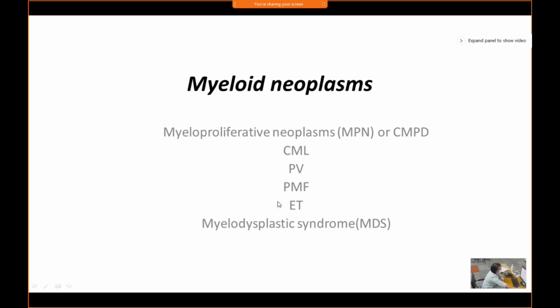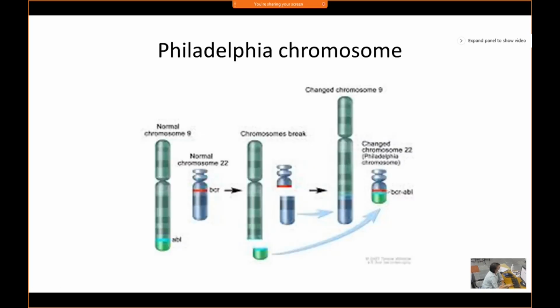Okay, and these are the diseases within the MPN: chronic myeloid leukemia, polycythemia vera, primary myelofibrosis, essential thrombocythemia, and myelodysplastic syndrome. And the most important for you is chronic myeloid leukemia. You have to know everything about chronic myeloid leukemia. Even if you don't know much about the other 4, it's okay, but chronic myeloid leukemia is extremely important, and it can come as an analytical question.